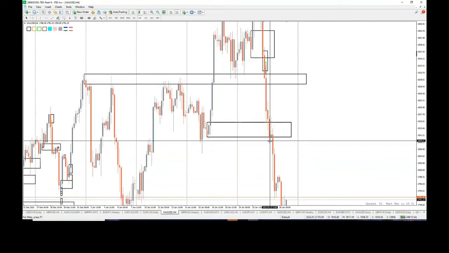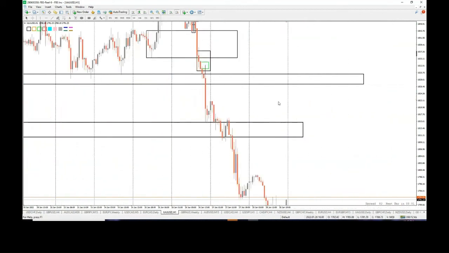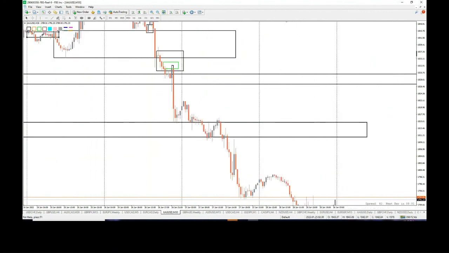And the price breaks this zone. So what you have to do is look for the engulfing. Oh, this is the opportunity. This is the H4 zone, right?